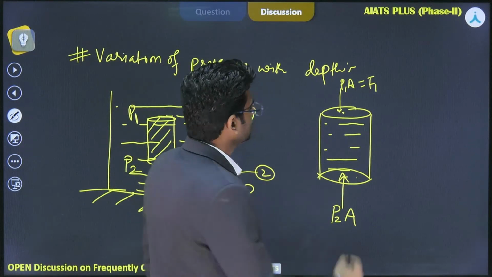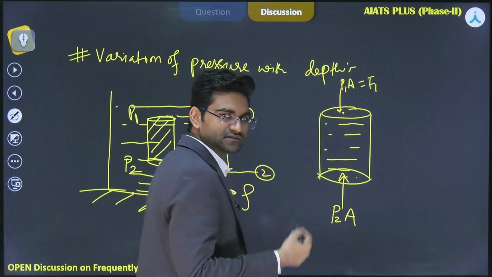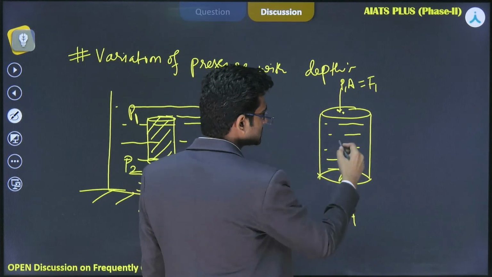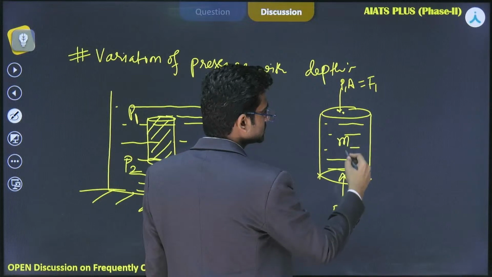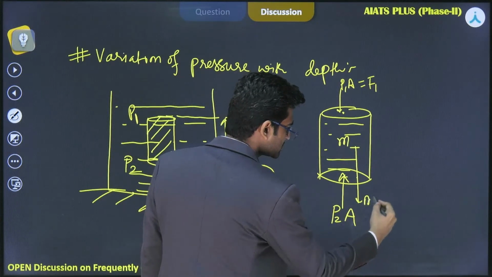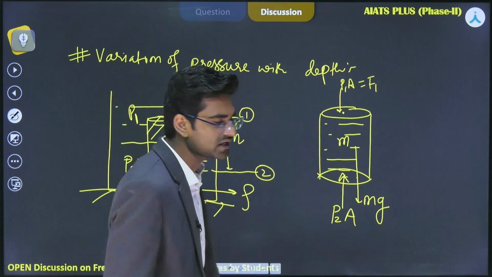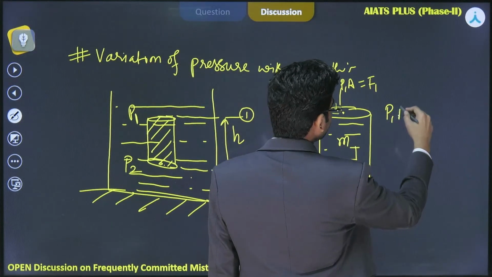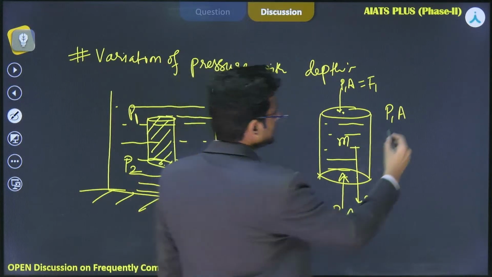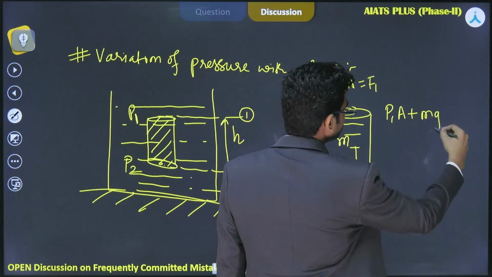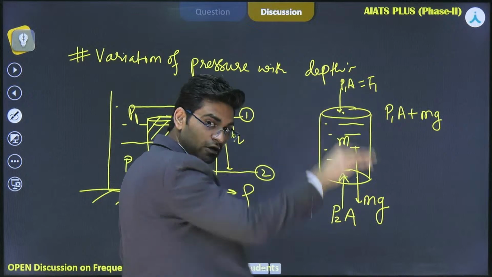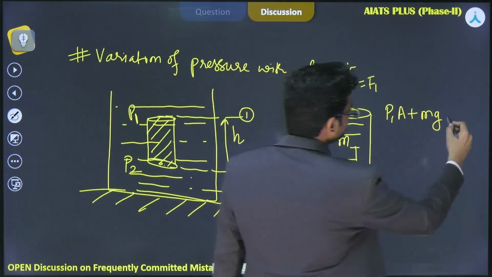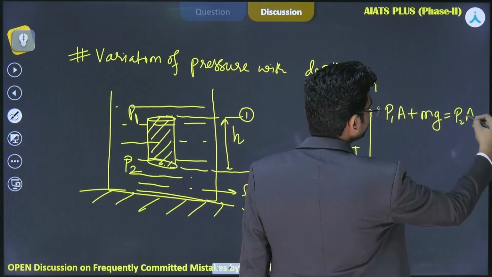What else? Obviously, this container contains some liquid, so there would be the mass. This mass is, let's say, M, so there is a force mg downwards, and net force should be 0. So I can write P1A plus mg. These are the two forces acting in the downward direction, and P2A is the force acting in the upward direction.